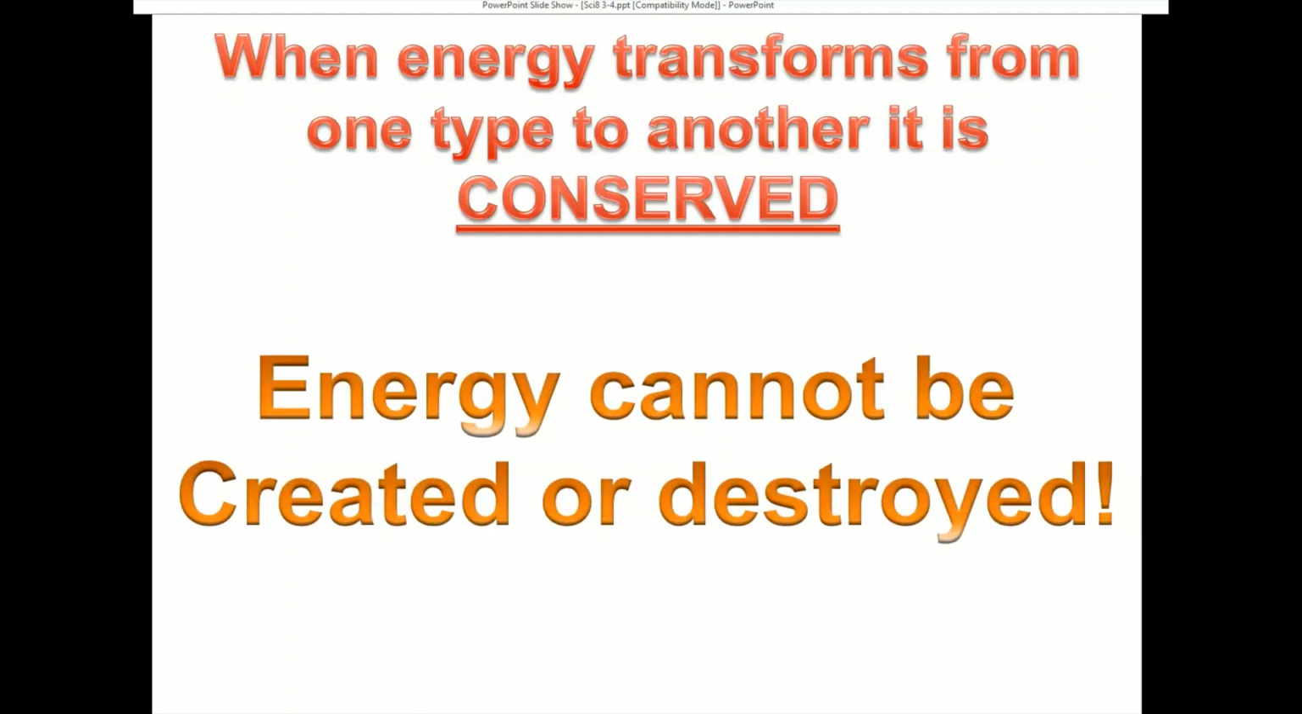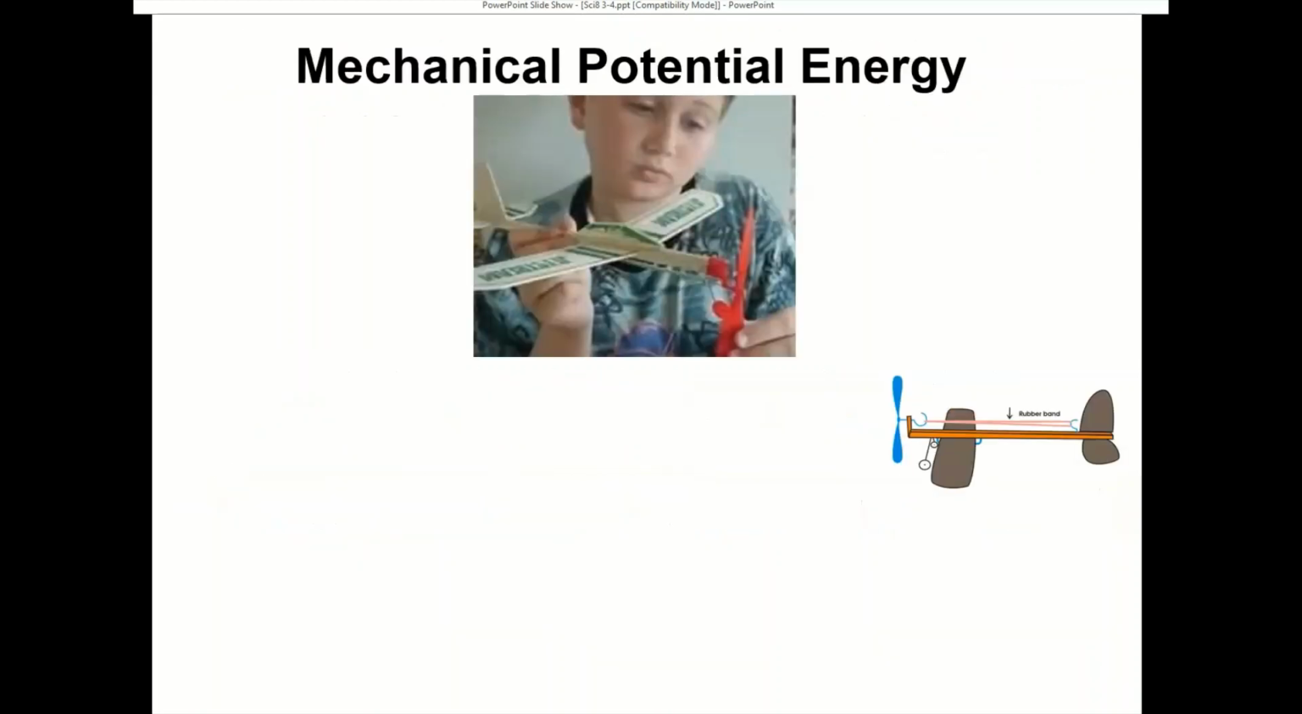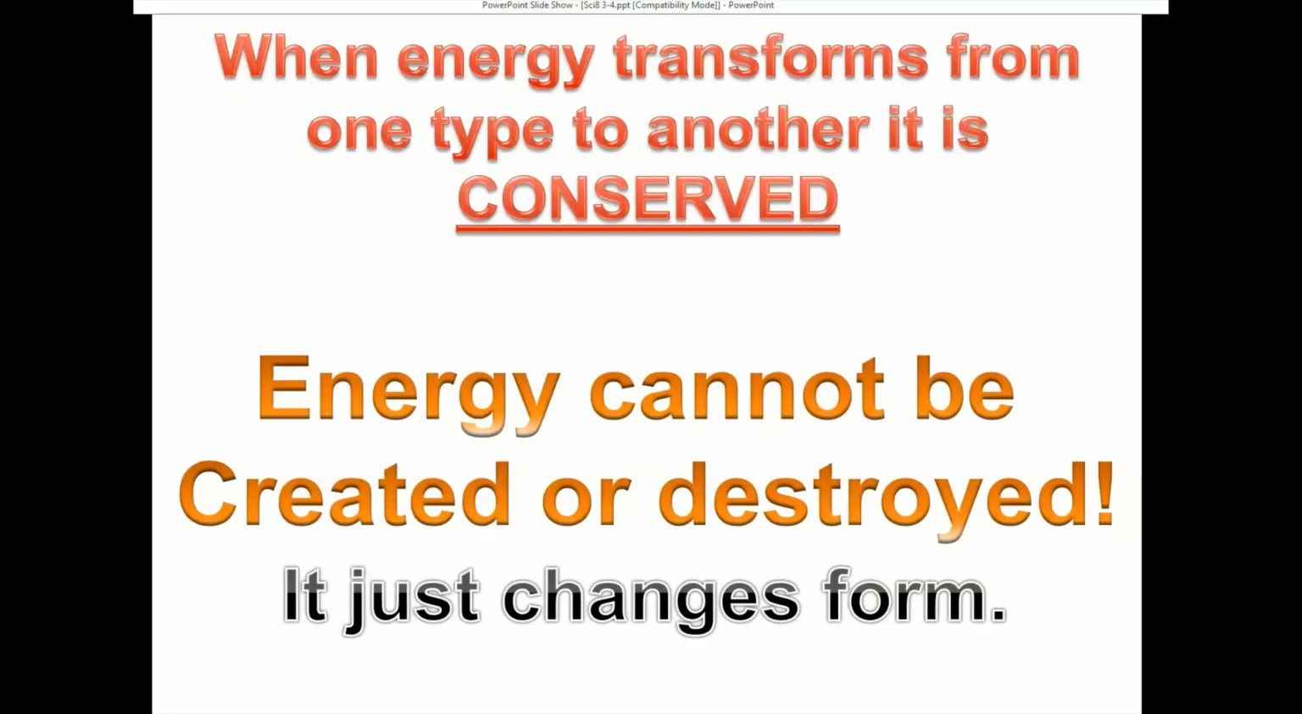So energy can't be created or destroyed. Instead, it will just change form. So please write that down. When energy transforms from one type to another, it is conserved. The total amount of energy will stay the same. But now it's going to be a different kind of energy, and it's going to be stored someplace differently. This right here, energy cannot be created or destroyed. That is the law of conservation of energy.